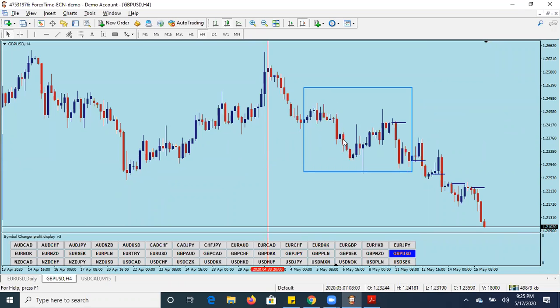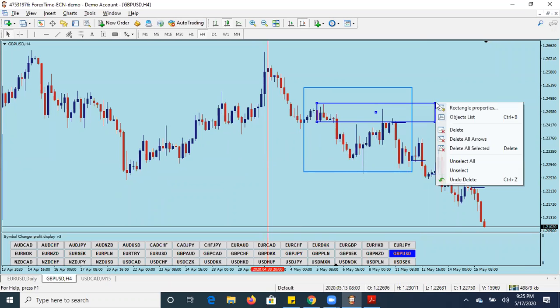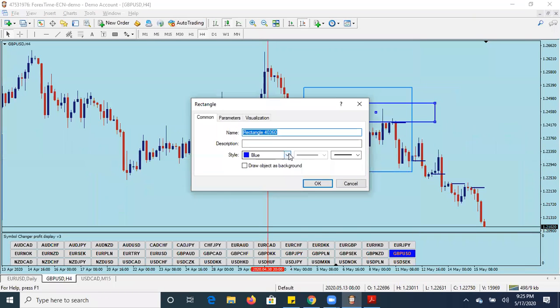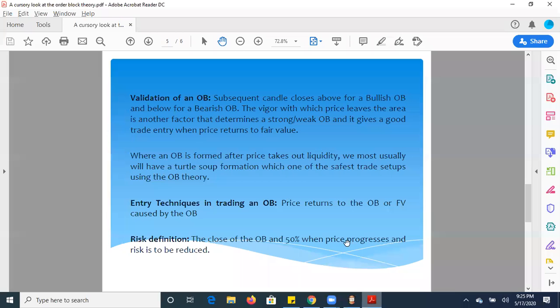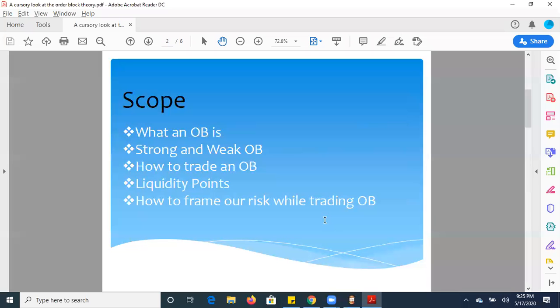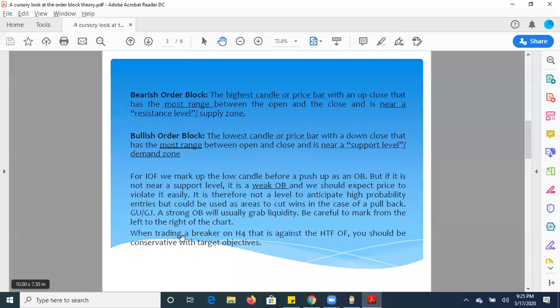Notice how price traded through this weak order block and came straight into this strong order block, right? And on a higher time frame, we're clearly in a bearish trend. And so when I said, when you are trading the H4 breaker against the higher time frame order flow, you should be conservative with your target objectives, right?